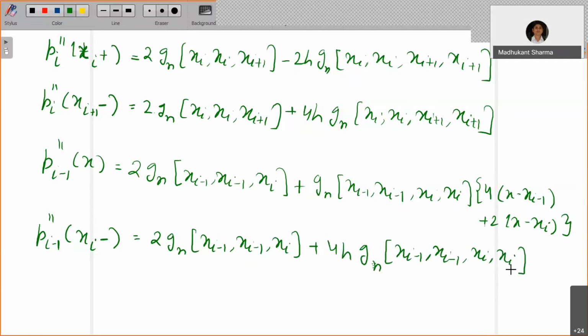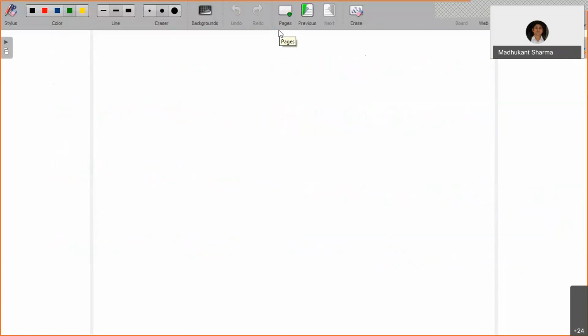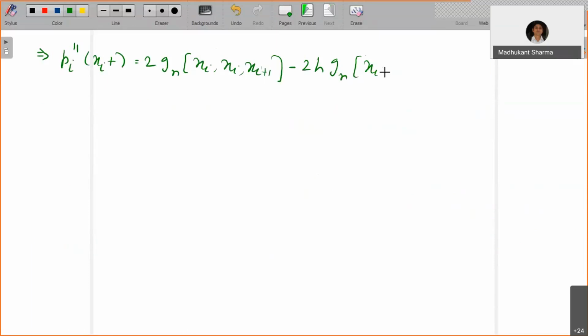Now what you wish to do is equate these two. Pi minus 1 double dash xi minus is equal to pi double dash xi plus, for getting the differentiability. So from above, what you will have now is pi double dash xi plus. I'm going to simplify more now; these are only technical things. So that is 2 gn xi comma xi comma xi plus 1 minus 2h gn xi comma xi comma xi plus 1 comma xi plus 1.